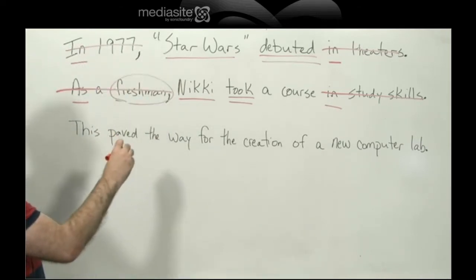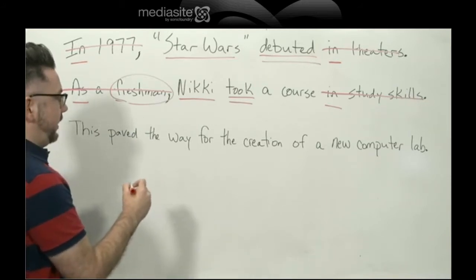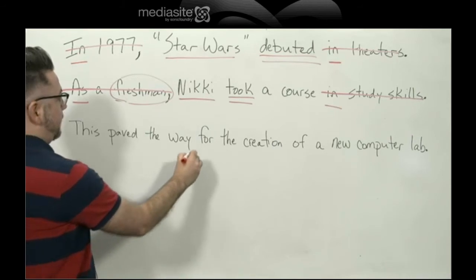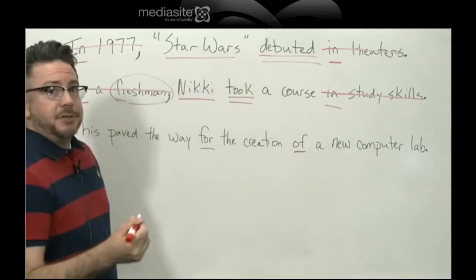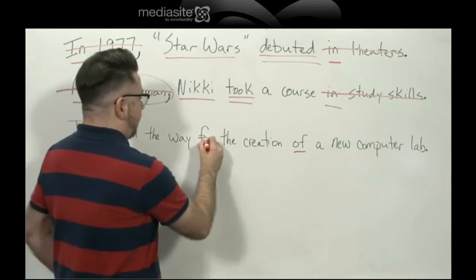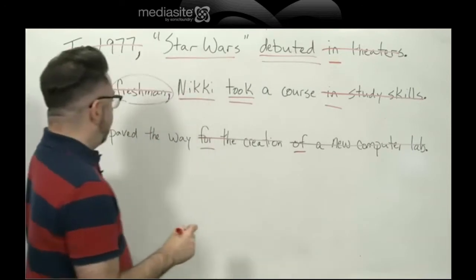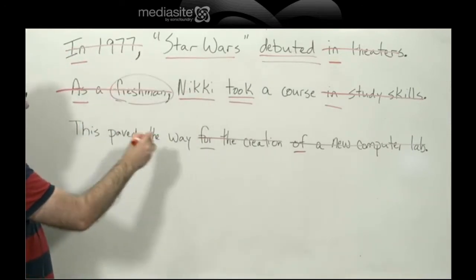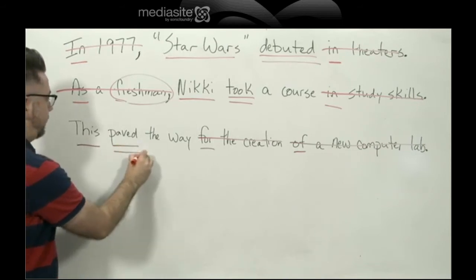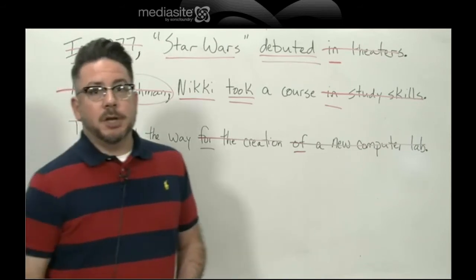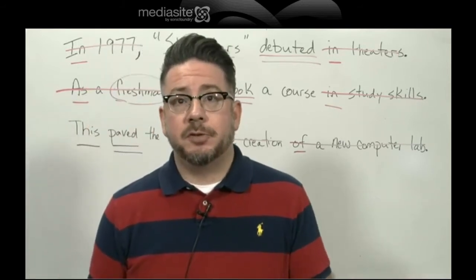All right, let's do one more together. This paved the way for the creation of a new computer lab. So I see 2 prepositions here. I see for and of, which means I have 2 prepositional phrases: for the creation of a new computer lab. That leaves me with this paved the way. This is my subject and paved is my verb. So hopefully this makes it a little clearer, identifying those prepositional phrases.